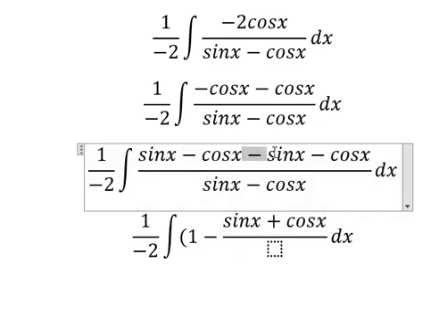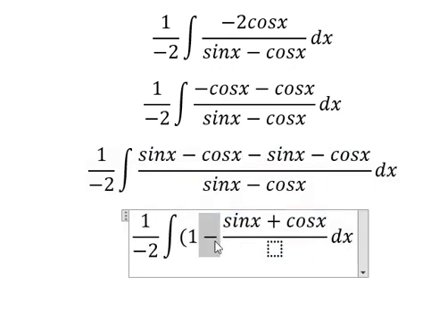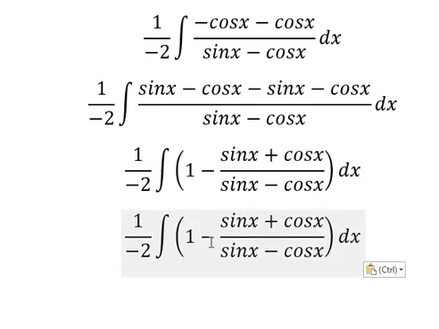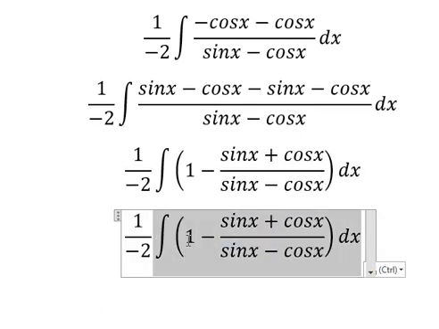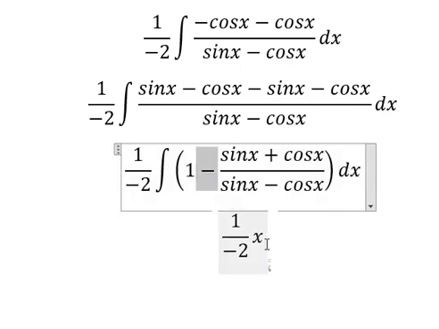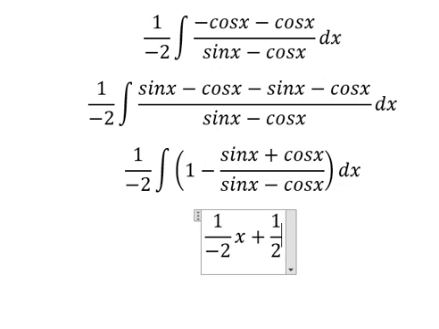So we put the negative out here. So the integration of number 1 is x. Now negative 1 over 2 with the negative, we have positive.